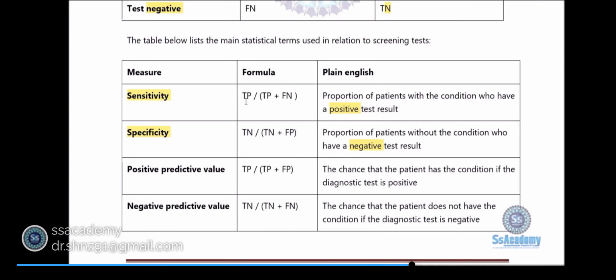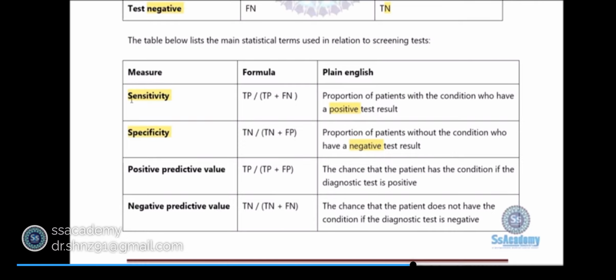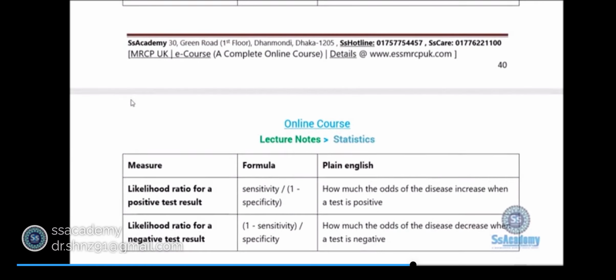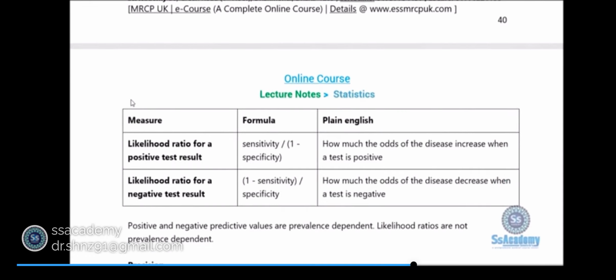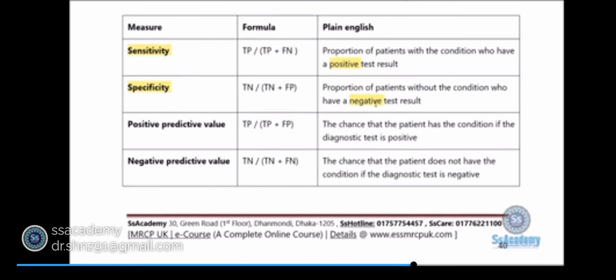So sensitivity equals true positive divided by true positive plus false negative. The false negatives are those where the disease is there but the test is falsely negative. So among them, how many are true positive patients? This is called the sensitivity. In summary, sensitivity equals true positive divided by true positive plus false negative. Specificity is just the negativity, the negative test result. So true negative divided by true negative plus false positive.